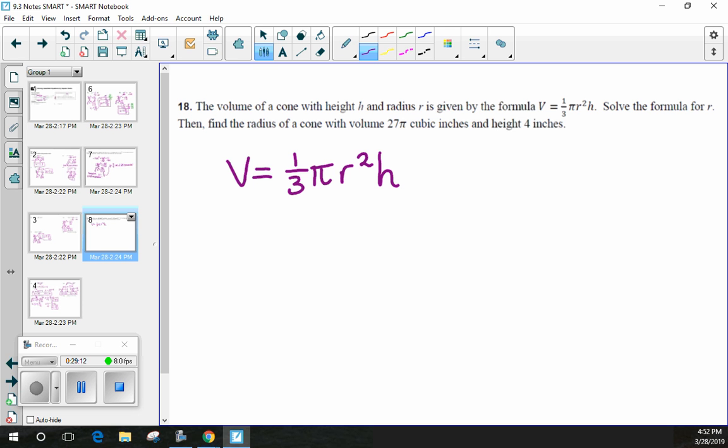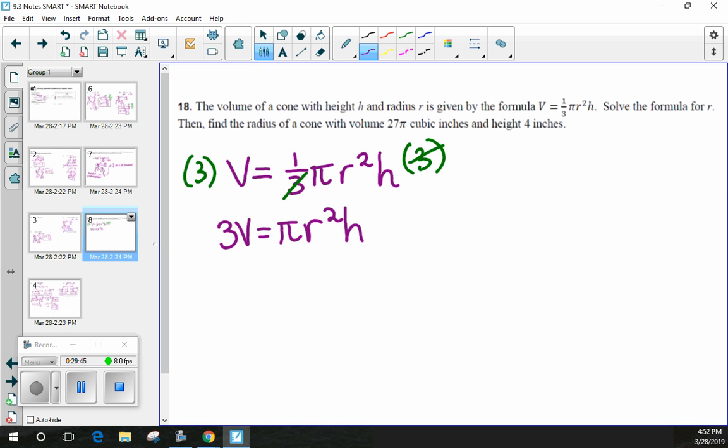My strategy here is to get rid of that fraction as quickly as possible. So I like to kind of just come in and say, hey, sorry, wrong ink color here. Try that again. Times 3 on both sides. And what that does is 1/3 times 3 is equal to 1. It cancels that out. And I really don't have to worry about having a fraction here anymore. So now I have 3 times the volume will equal pi r squared times h.